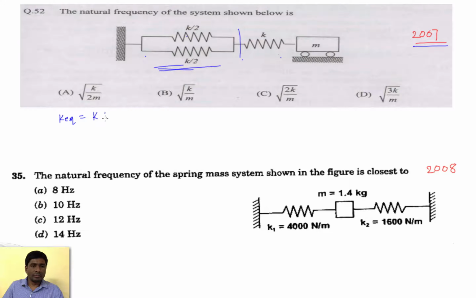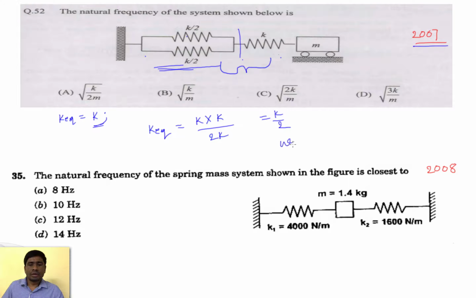And when these two are in series, what is the k equivalent? That is k1 into k2 by k1 plus k2. Here k1 is k and k2 is also k, so k into k divided by k plus k, that is k squared by 2k. This becomes k by 2.